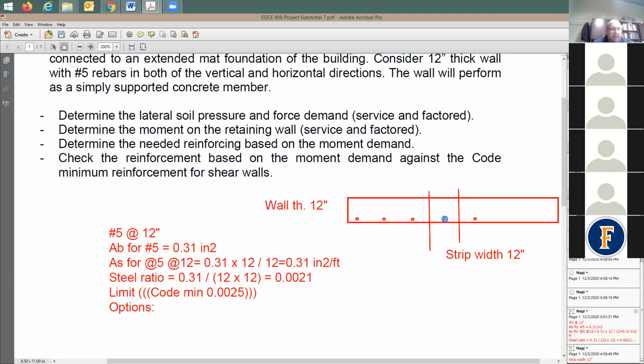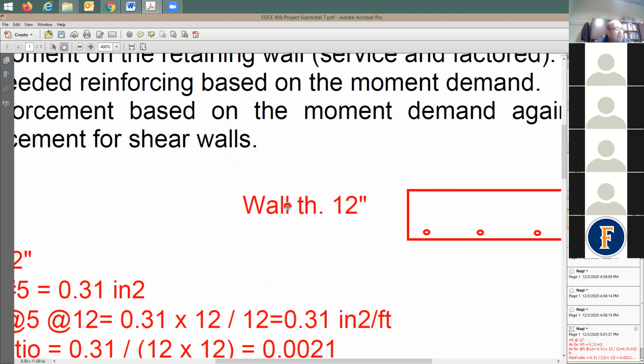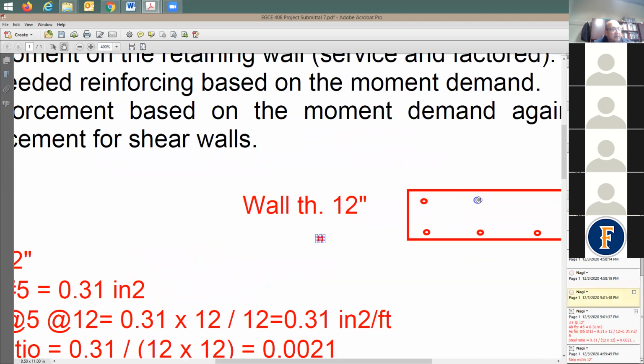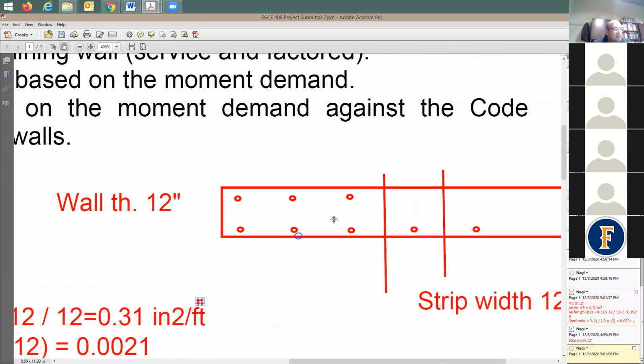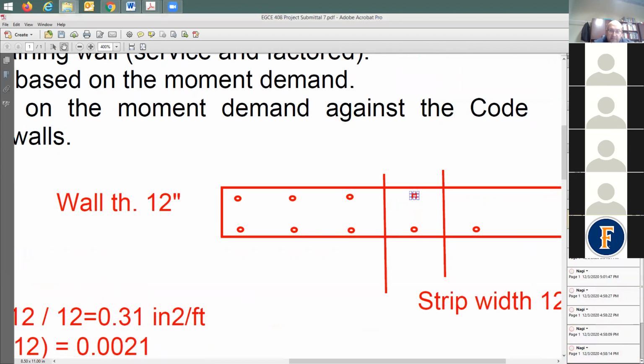What does it mean by that? It means I need to have another layer of steel, vertical steel right here. I need to have some reinforcing here, right? Code says once you go above 10 inch for the wall thickness, you need to provide another layer of steel. Has anyone seen this before? Or is this something new to you guys?